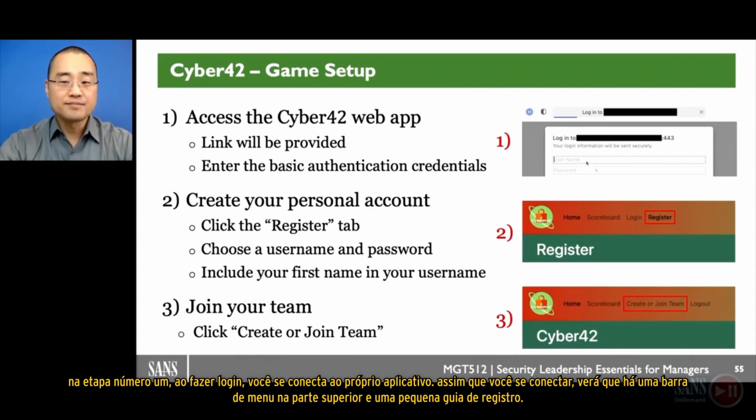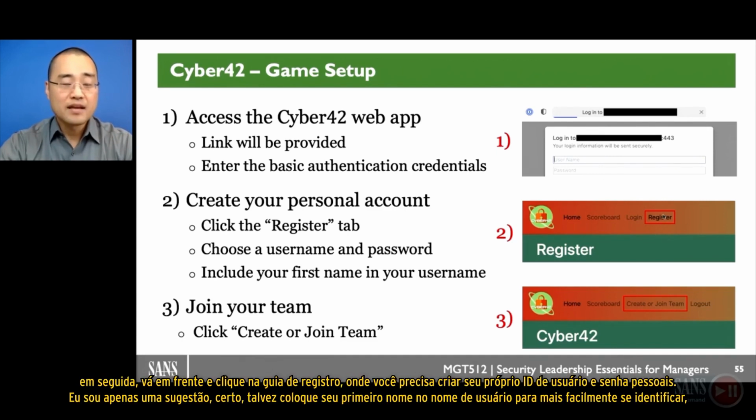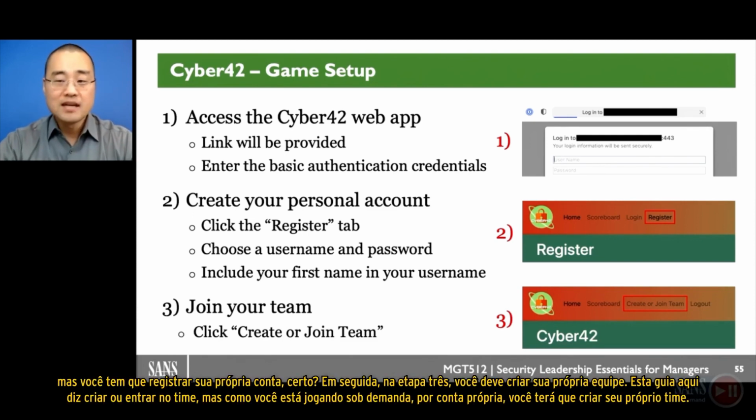Once you connect in, you're going to see that there is a menu bar at the top, and there's going to be a little registration tab. You're going to go ahead and click the Register tab, and this is where you need to create your own personal user ID and password. Now, just a suggestion, right? Maybe put your first name in the username to more easily identify yourself, but you got to self-register your own account, all right? Then, step number 3, you've got to create your own team.